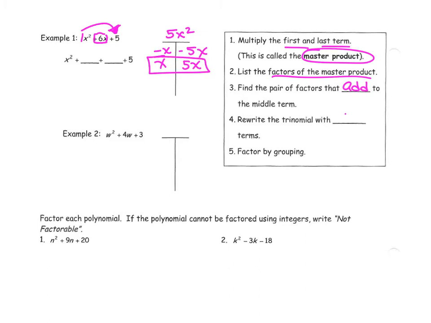So we're going to rewrite the trinomial now with 4 terms. So I'll have x squared plus x plus 5x plus 5. And then again, we can do our factor by grouping. Take out the x, I'm left with x plus 1. Take out the positive 5, and I'm left with x plus 1.